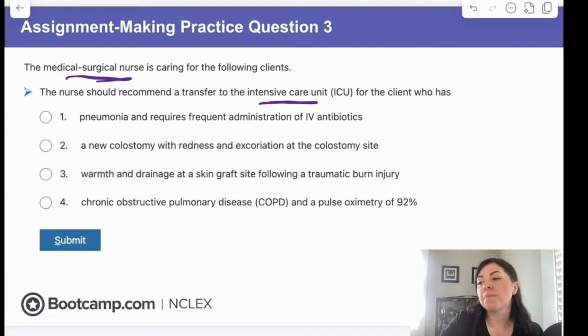So option 1, pneumonia requiring frequent administration of IV antibiotics. This is a stable client, and we should be able to safely administer IV antibiotics on a med-surg unit. Now, let me give you an example of when we would transfer this client. Maybe they are experiencing dyspnea, or they are experiencing tachycardia, or they have an elevated lactate level. So what clinical condition did I just describe? If I have a client with pneumonia who is tachycardic, has difficulty breathing, and now has an elevated lactate level, what are we thinking about?